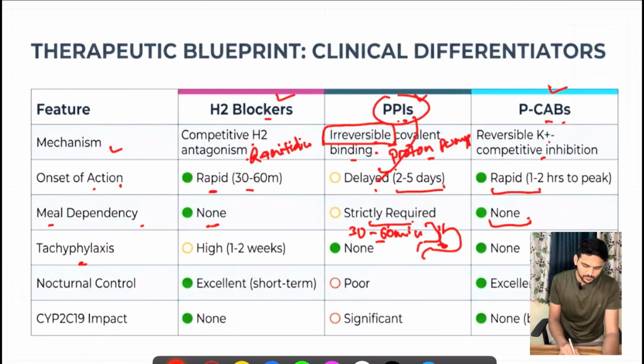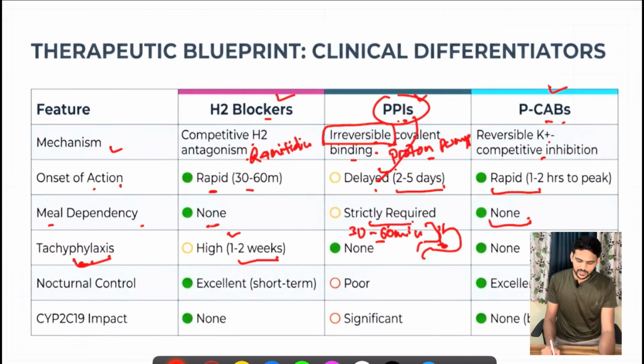The next feature is tachyphylaxis. It is commonly seen with H2 blockers. In the sense, if you keep on giving these medications for 1 to 2 weeks, after that the receptors will not respond to the medications. That is nothing but tachyphylaxis. So commonly we can utilize these medications only for a very short period of time, because they have a high risk of tachyphylaxis.